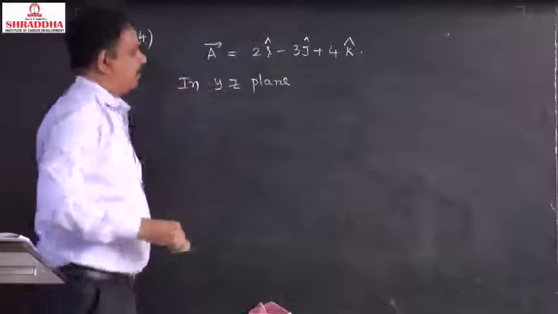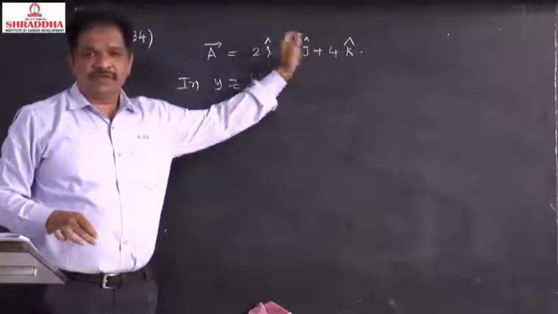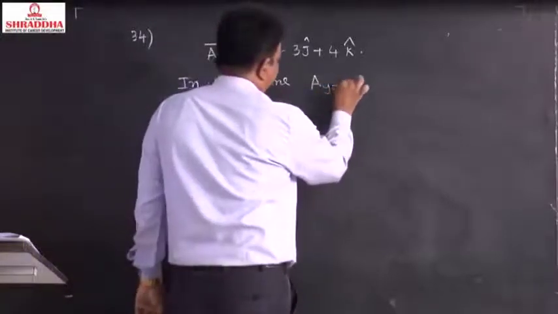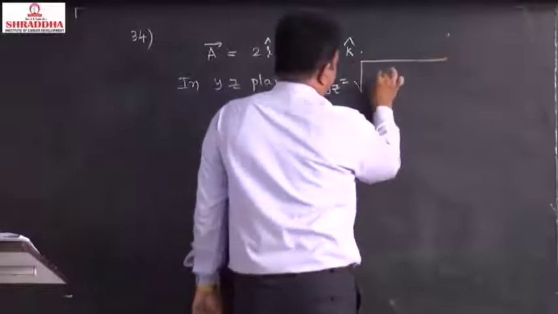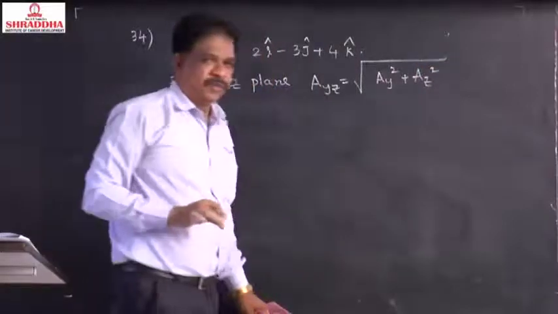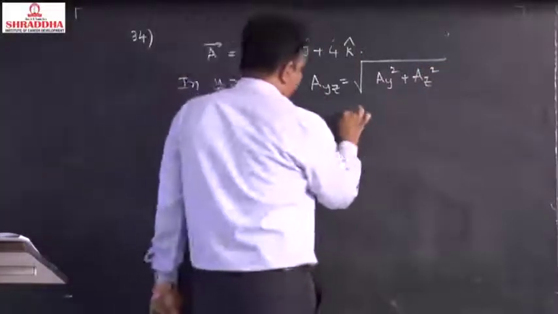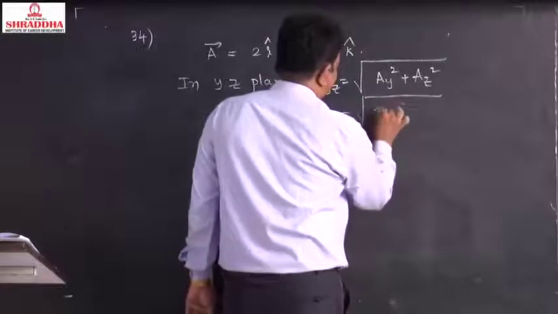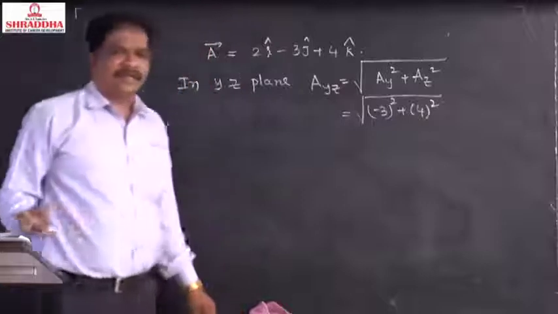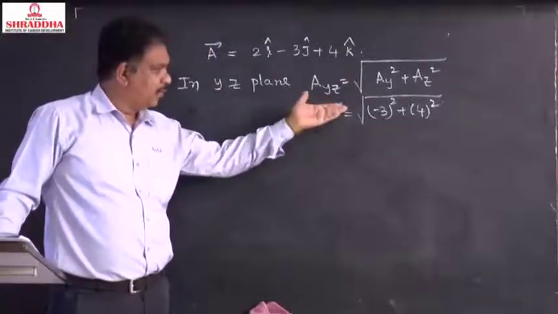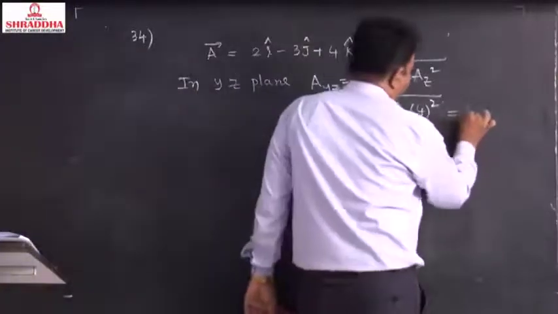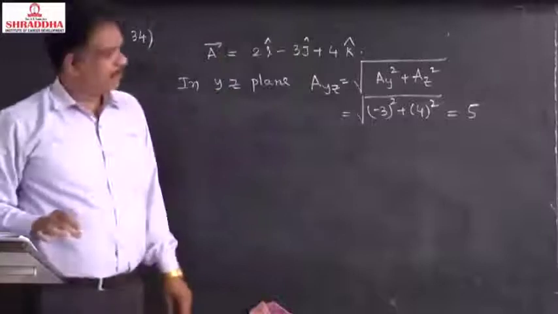In the YZ plane, only these two components we have to consider. So A_YZ is equal to the square root of AY square plus AZ square. AY value will be minus 3 whole square, AZ value will be 4 square. 9 plus 16 is root 25. This value will be 5.